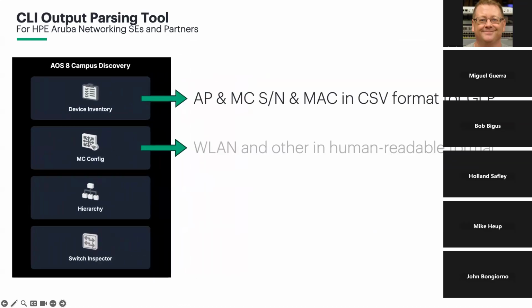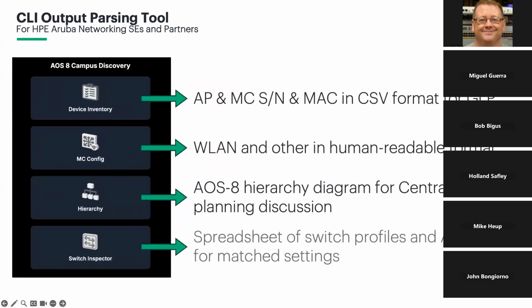Okay, so we take those workflows, those 4 show commands in this example, and the outputs are going to be the AP and controller serial number and MAC address. It's already going to be outputted in a CSV format that's already formatted for GLP to upload it. So there's no need to go and reformat this.